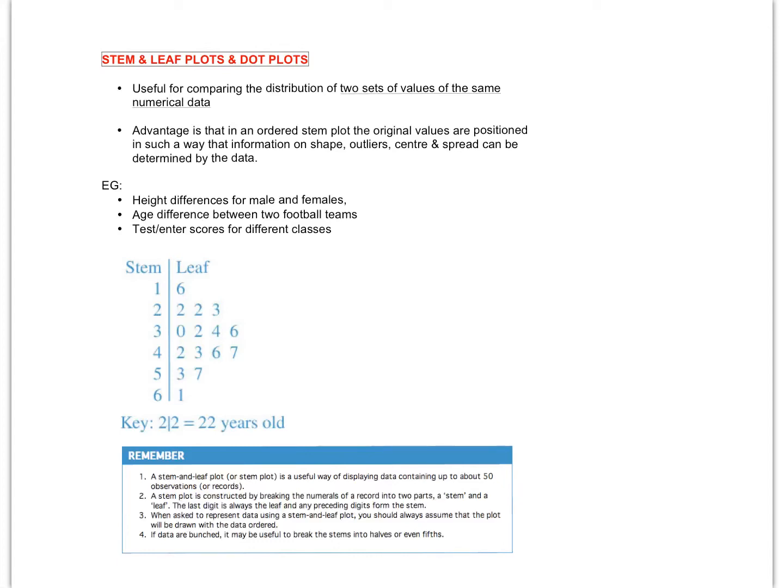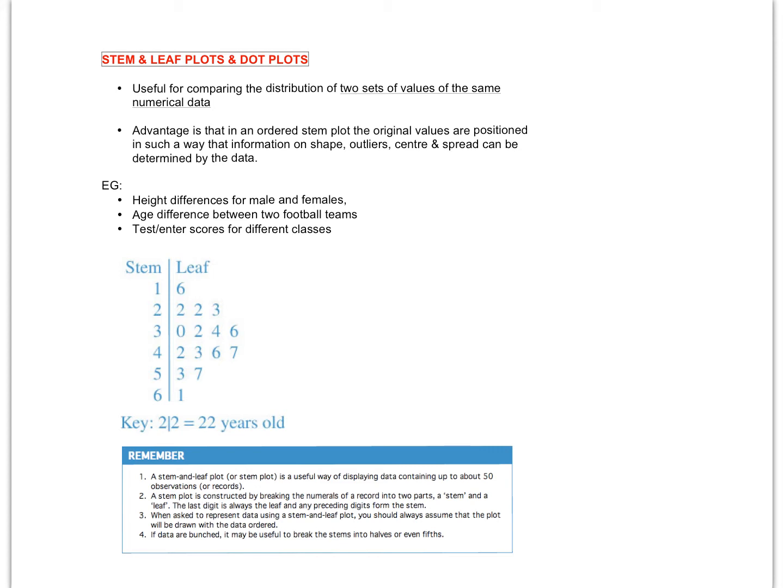Okay, so we're looking at stem and leaf plots and dot plots today. So there are other ways of displaying our univariate data. So remember, univariate is we'll have a list of data, and so that's a way of displaying it. So a stem and leaf plot can be useful when you've got two lists of the same values.